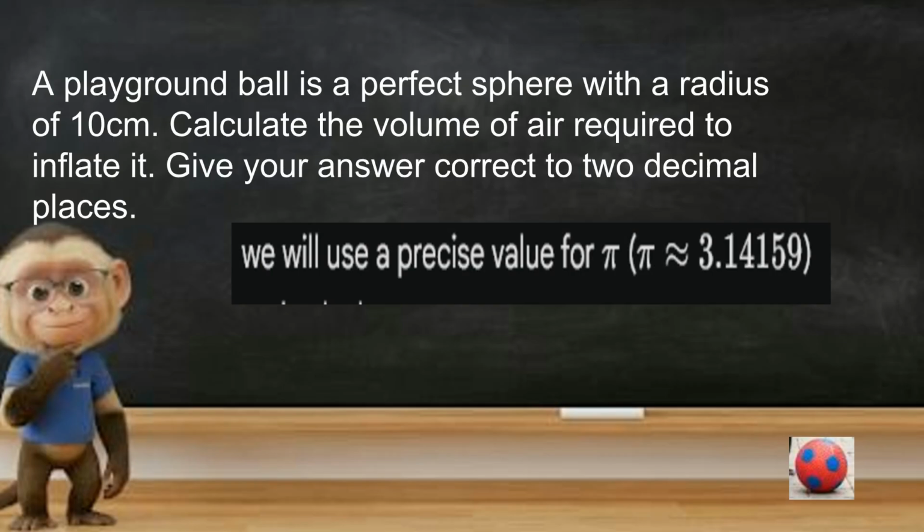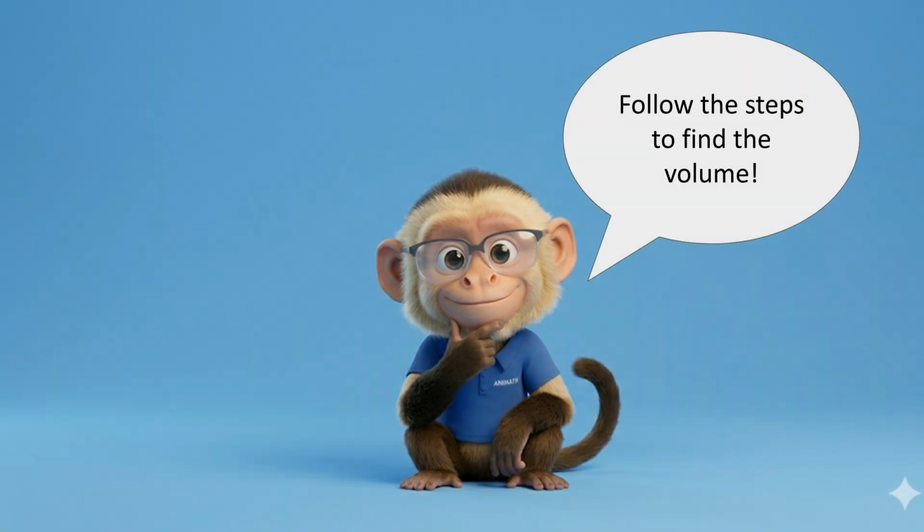Here is our first problem. A playground ball is a perfect sphere with a radius of 10 centimeters. Calculate the volume of air required to inflate it. Give your answer correct to 2 decimal places. We will use a precise value for pi, approximately 3.14159. Monko reminds us to follow the steps to find the volume.